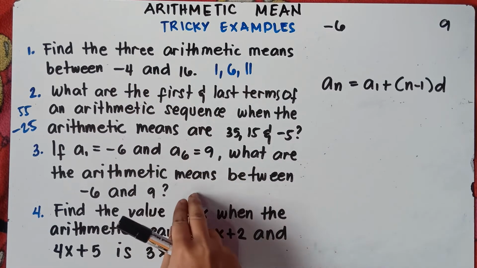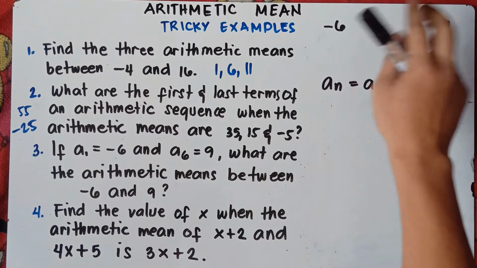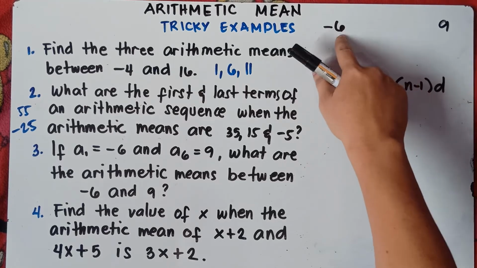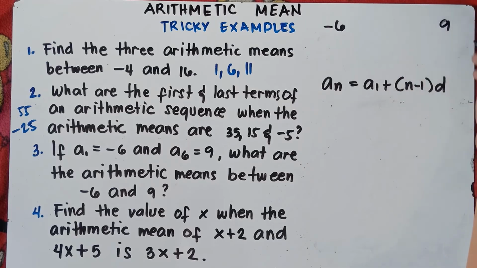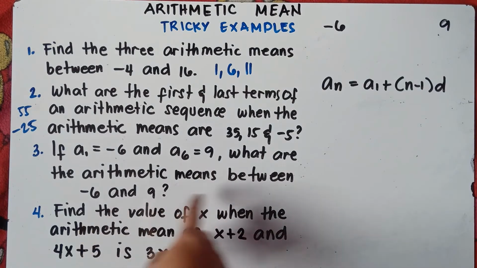So the thing that we'll do, class, is we need to find the common difference for us to know how many means we're going to insert. Once we get the common difference, we can add it to -6. -6 plus the common difference, plus the common difference, plus the common difference until we reach 9. And therefore we will know how many means. What are the arithmetic means?